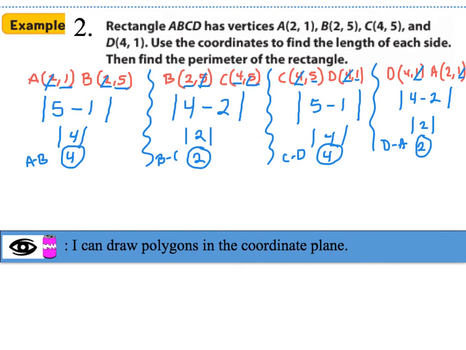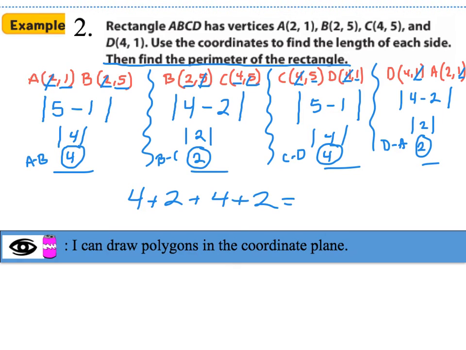So now we got to figure out the perimeter of this rectangle. So we got 4 sides, so we have to add them all. So 4 plus 2 plus 4 plus 2. And when we add them up, we get 12 units long.